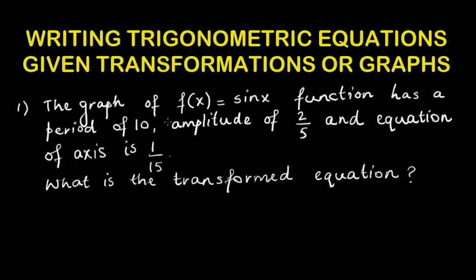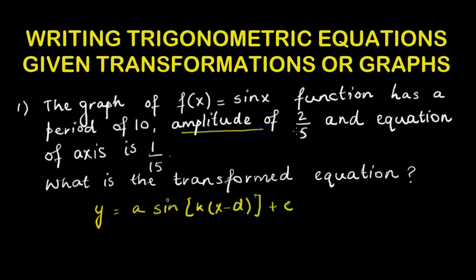The question says the graph of f(x) equal to sine x, that is the parent function, has a period of 10, amplitude of 2 over 5, and equation of axis is 1 over 15. What is the transformed equation? In order to write down the equation, we would first write down the general transformed equation for the sine function, and we have that as y is equal to a sine(kx minus d) plus c.